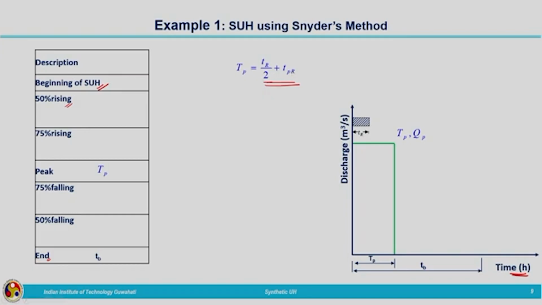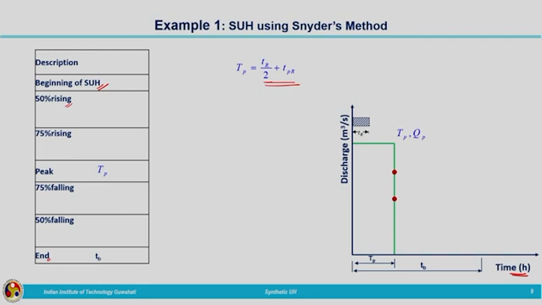After that, we will mark the points corresponding to 50% of peak discharge and 75% of peak discharge. Corresponding to 50% peak discharge and 75% peak discharge, we know the discharge values, but we need to get the time values corresponding to them. For that, we have already found W50 and W75. According to Snyder, 1/3 of these widths should occur before the peak. That way we need to locate the times corresponding to 50% rising and 75% rising.